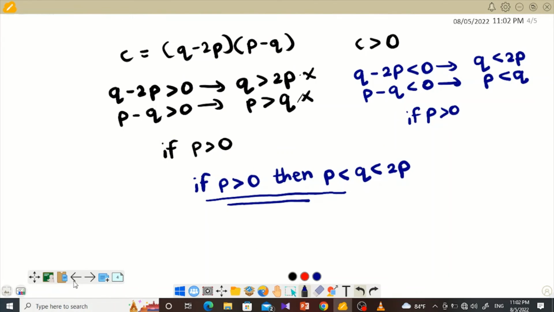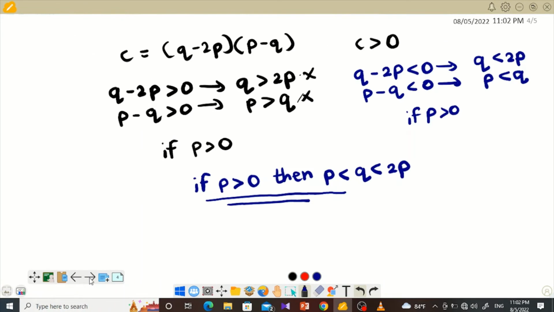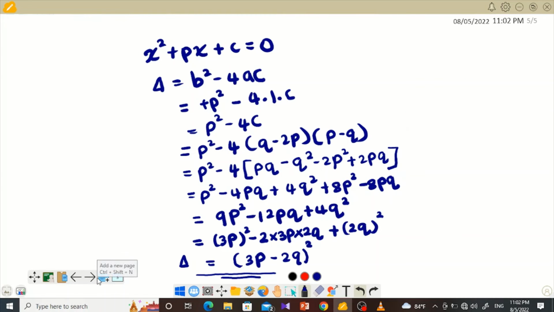Now we go into the next part. Let beta and gamma be the other roots of fx equals 0 and gx equals 0 respectively. Show that beta equals 2 gamma. Okay, we have to get the relationship between beta and gamma, given that they are the other roots of the given equations.